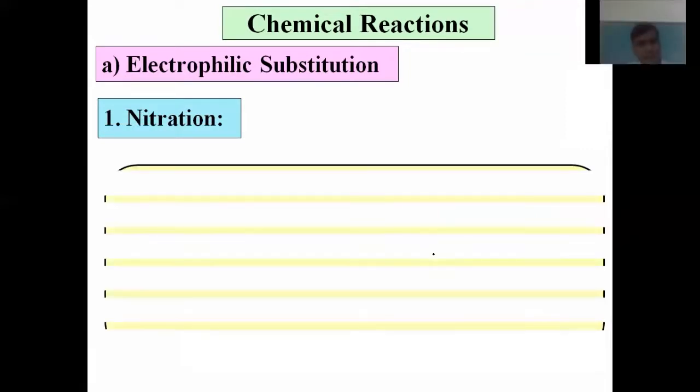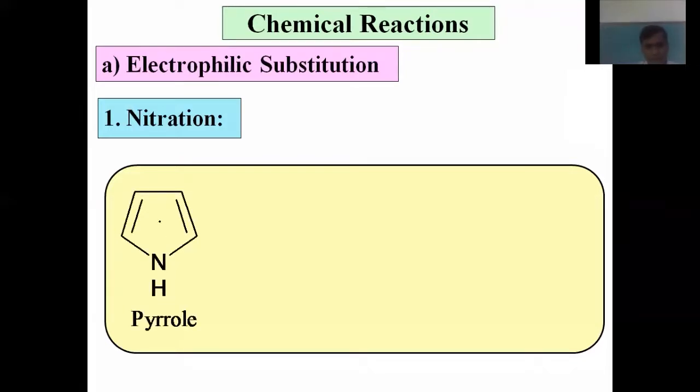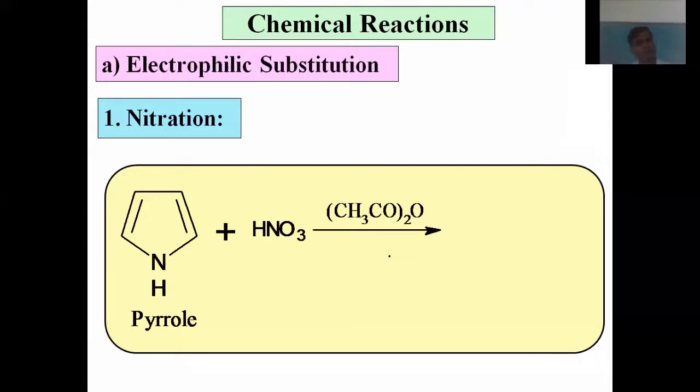The first one is nitration. Generally all aromatic compounds undergo nitration reaction. Consider our example Pyrrole. Yes, this is the Pyrrole compound. Then it is treated with concentrated HNO3, and that reaction is carried out in the presence of acetic anhydride.